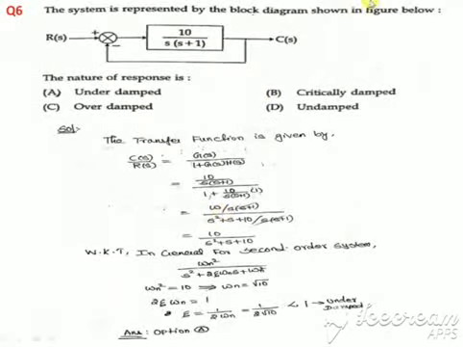Next question number 6. The system is represented by the block diagram shown below. The nature of response is: A underdamped, B critically damped, C overdamped, and D undamped. So the closed loop transfer function is given by G(s) by 1 plus G(s) H(s). Here G(s) is equal to 10 by s into s plus 1, and H(s) value is 1. Substitute these two values here. Finally we get 10 divided by s square plus s plus 10.